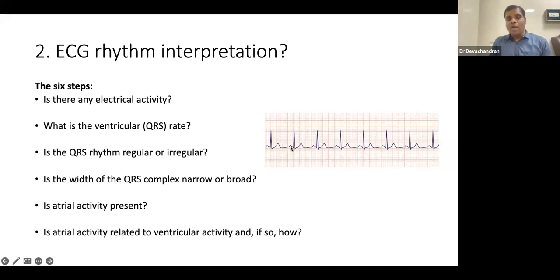Atrial activity is present because the P wave is present, and for every QRS, there is a P. So it is not tachycardia. It is narrow complex, P present, and P is married to QRS. This is normal sinus rhythm.